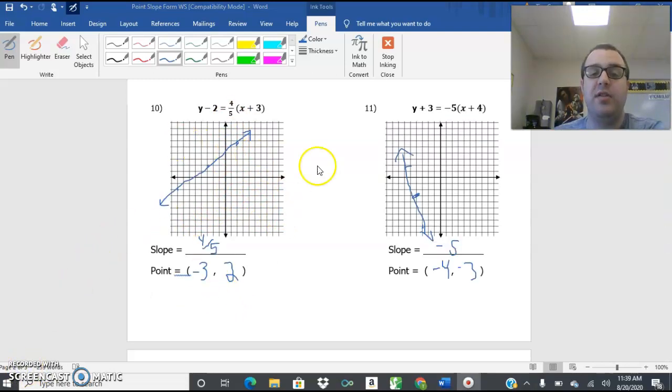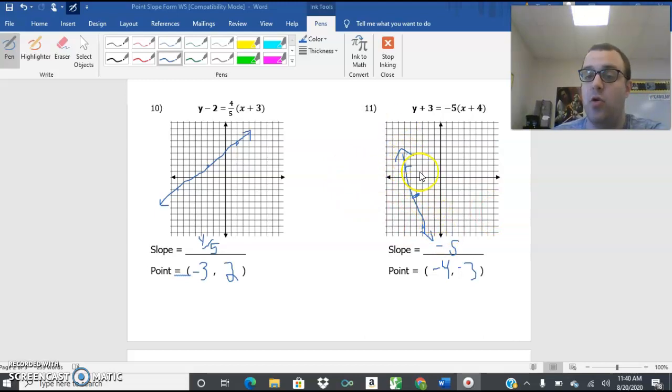All right, so here's two examples of our point slope form here. We have our slope of 4/5 and -3, 2 would be our point. And so I'm going over -3, up 2, and then up 4 over 5, up 4 over 5, over and over again. With number 11, we have -4, -3 as our point and then a slope of -5. So I went to -4, -3 and then down 5 over 1. And then I didn't have any more room to keep going, so I went up 5, left 1 to get my other point. Not the neatest line in the world, but you know.